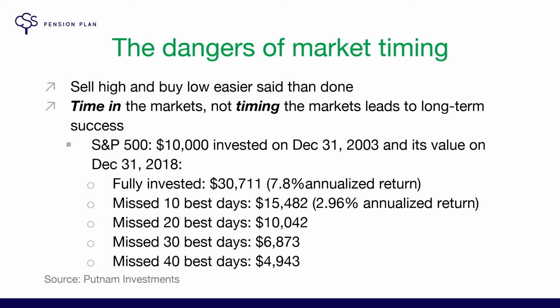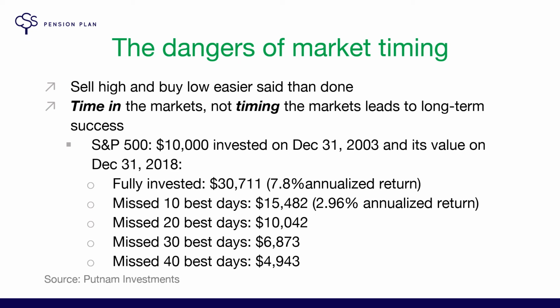We are going to look at a $10,000 investment in the U.S. S&P 500 stock market index for the 15-year period from December 31st, 2003 to December 31st, 2018. If you were fully invested in the S&P 500 for the entire 15-year period, which includes 2008 when the S&P 500 lost something like 40%, your $10,000 investment would have grown to over $30,000. This translates into an annualized return of 7.8%.